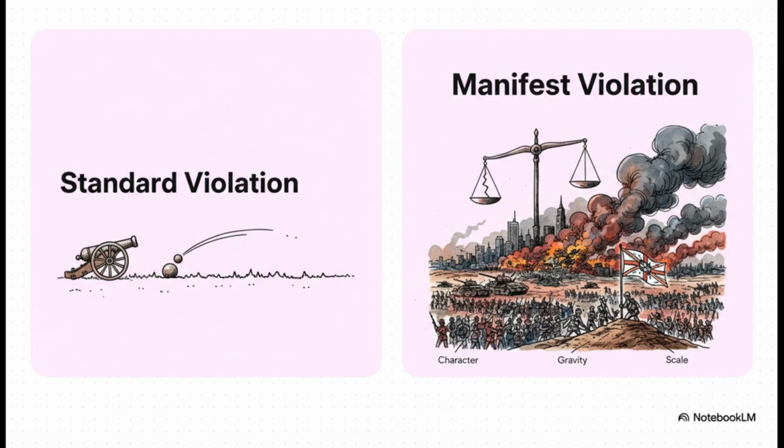And this comparison makes it super clear. Look, on the left, a standard violation might be something like a small border skirmish, but a manifest violation on the right, that's a whole other beast. It's judged by its character. We're talking a full-scale invasion, not a minor incident. It's judged by its gravity, the terrible consequences, like huge numbers of civilian deaths. And it's judged by its scale, the sheer size of the military force involved.